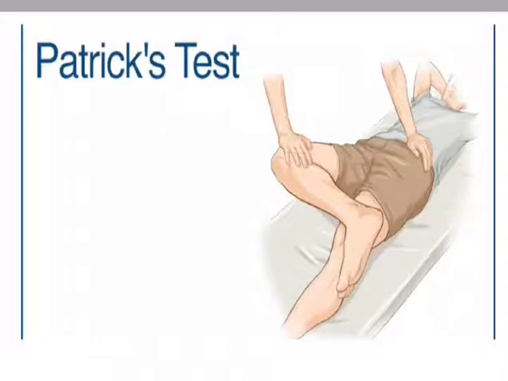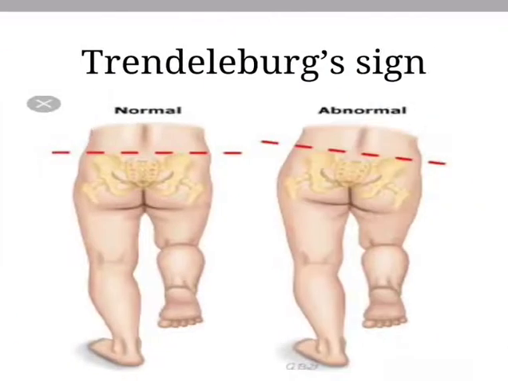means sacroiliac joint dysfunction. Then you go for the Trendelenburg sign. This test is done to detect whether the abductor muscle of the hip is weak or tight. To test the abductor muscle, we can do Trendelenburg's test or sign.